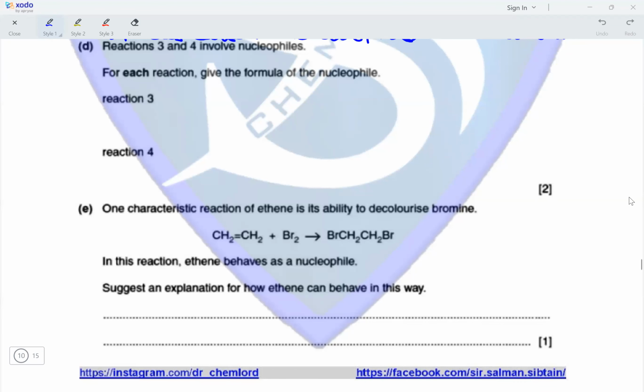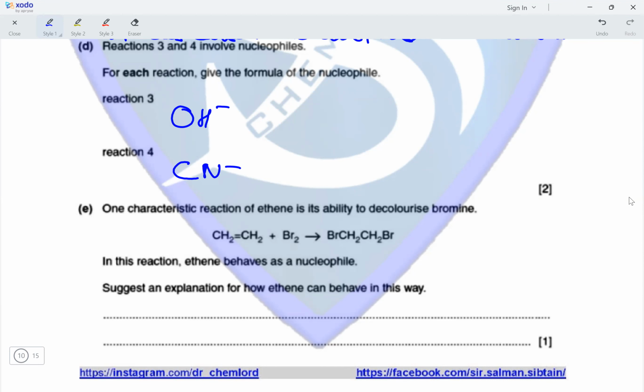Reactions 3 and 4 involve nucleophiles. For each reaction, give the formula of the nucleophile. So reaction 3 is nucleophilic substitution. So the nucleophile here would be the OH negative ion, and reaction 4 is nucleophilic addition. So the nucleophile here would be the CN negative ion.